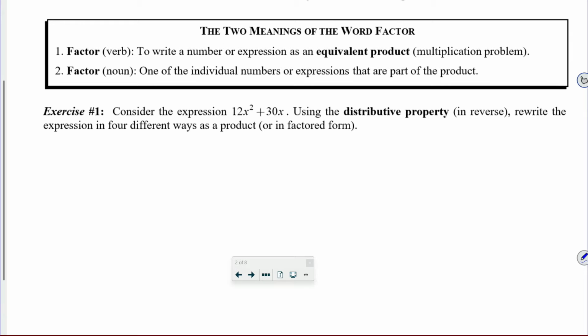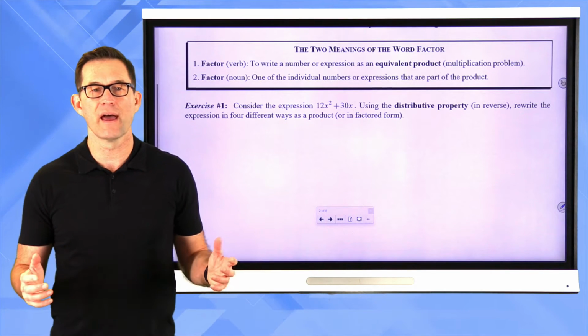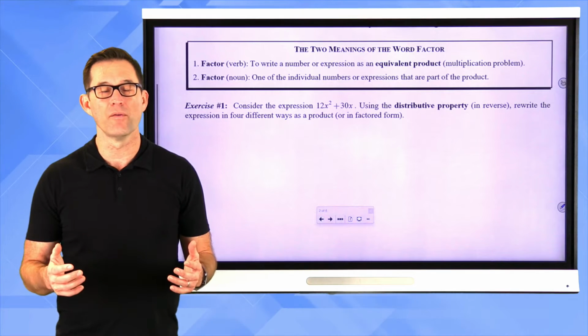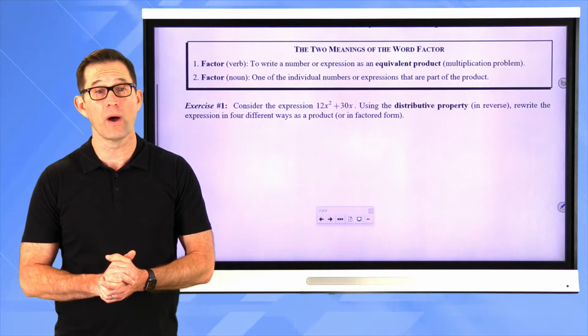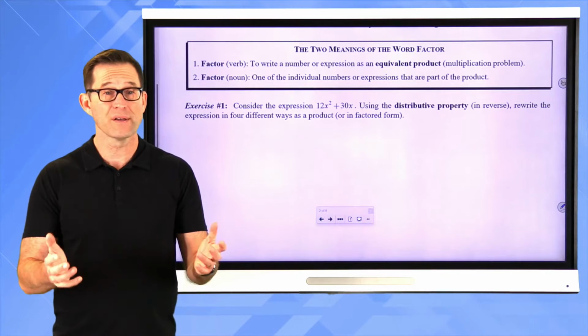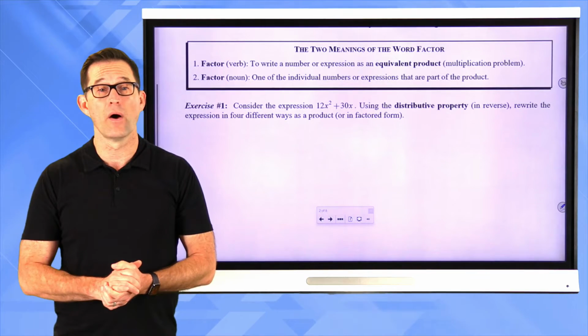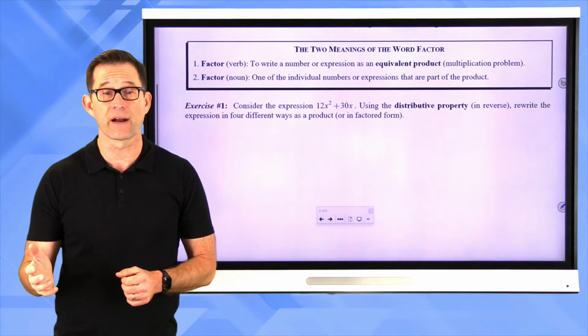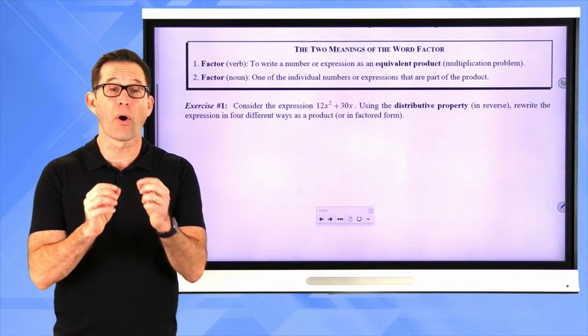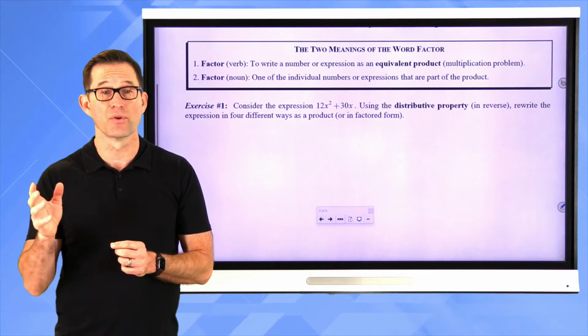First, factor, a verb. To write a number or expression as an equivalent product, i.e. as an equivalent multiplication problem. Two, factor, noun, one of the individual numbers or expressions that are part of the product. So before we even get into exercise 1, right? If I took the number 12 and I said factor it, and you said, well, 12 is equivalent to 3 times 4, awesome, you have factored the number 12. If I then said, what are some factors of 12? And you said, well, 3 is a factor and 4 is a factor, that would also be correct, right? Because they are part of a product that produces the number 12, all right?